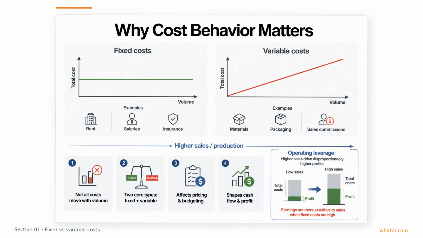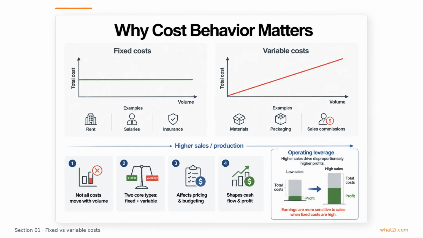Some costs barely move in the short run, while others rise almost immediately as output increases. That distinction affects pricing, budgeting, cash flow planning, and ultimately profitability. It also helps explain why two companies with similar revenue can have very different earnings patterns. For investors, cost behavior is one of the clearest links between sales growth and profit growth. It sets up the core distinction for this section: fixed costs and variable costs.